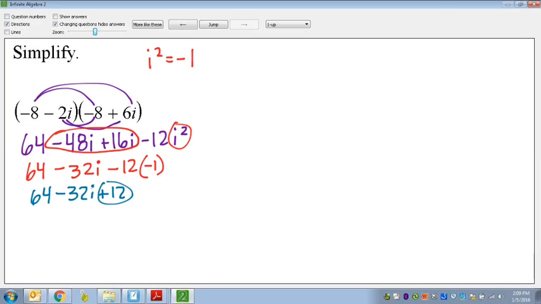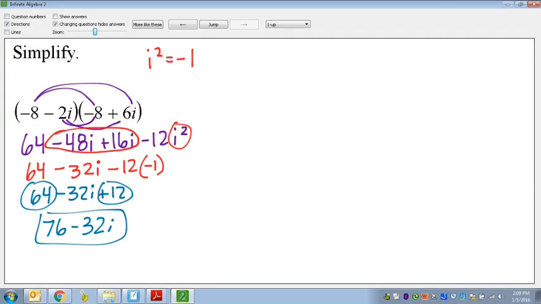And then that means I can combine 12 and 64 together, and I put that number in front of the imaginary because constants come before imaginary. 64 plus 12 is 76. So 76 minus 32i. Okay?